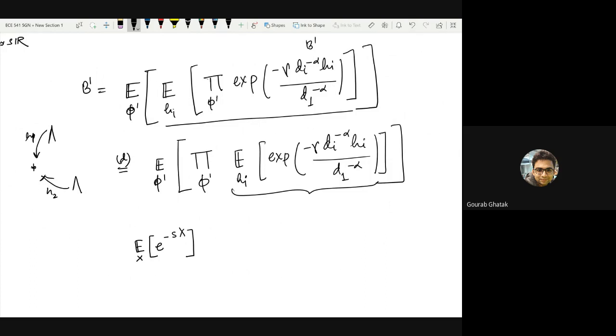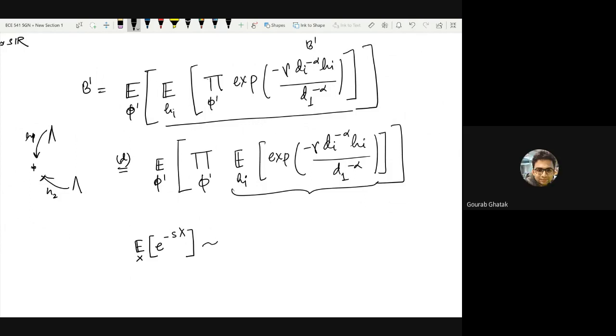So here the random variable is of course hi, right? So expectation with respect to hi of e to the power minus some constants, which is gamma di d1 etc. I mean, for the purpose of this inner evaluation, they are constants, right? So expectation with respect to this random variable of e to the minus s into that random variable. So this has an elegant form. Can someone recall what this is called? Laplace transformation. Yes, right.